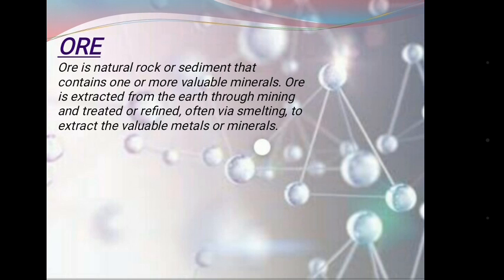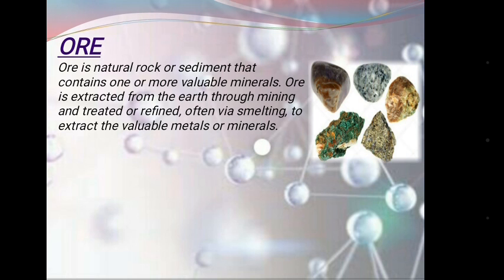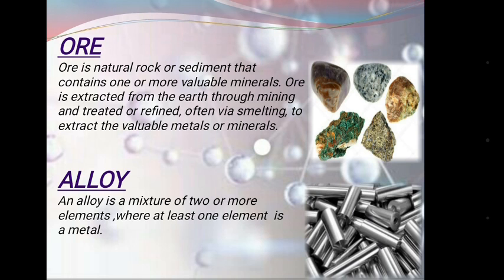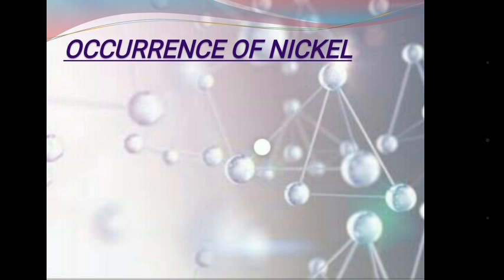Let's talk about ores and alloys. What is ore? Ore is natural rock or sediment that contains one or more valuable minerals, or is extracted from the earth through mining and treated or refined, often via smelting, to extract the valuable metals or minerals, whereas an alloy is a mixture of two or more elements where at least one element is a metal. After ore and alloy, we will discuss the occurrence of nickel.